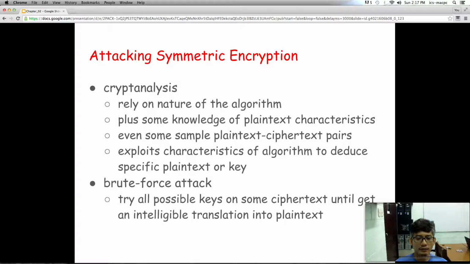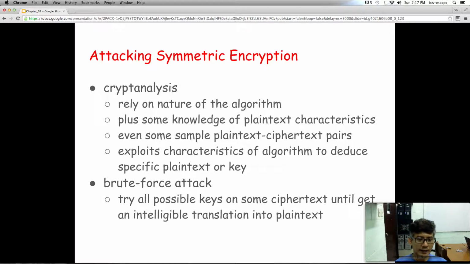It's also possible to do cryptanalysis if you have plain text and ciphertext pairs. Meaning, let's say you have a given plain text and the corresponding ciphertext generated by running the algorithm, even without the key. And the last one is to exploit the characteristics of the algorithm to deduce a specific plain text or key.